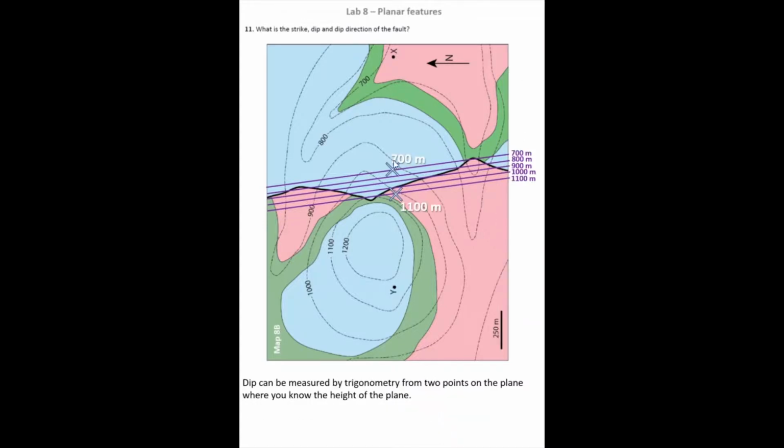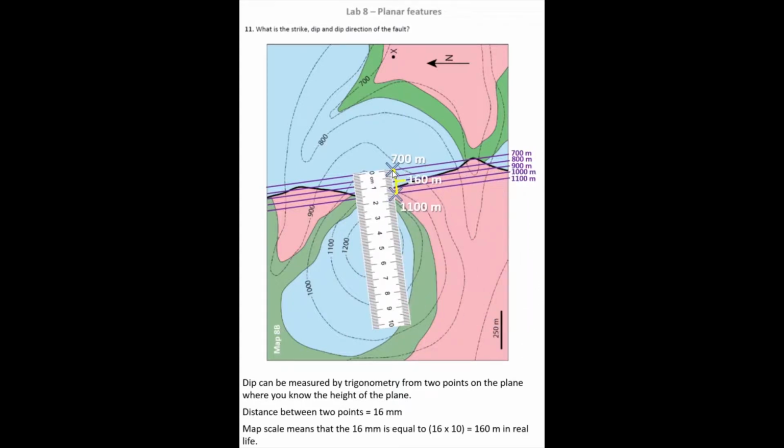Okay, so in order to measure the amount of dip along that fault plane, we take 2 points where we know the height on it. I've taken the 2 furthest ones I've got, just because it'll make my measuring slightly easier and more precise. The distance over which that 400 meter change in elevation occurs is 160 meters. That's because on the ruler it's 16 millimeters, multiply that by 10, and it tells me that the horizontal distance over which that height change occurs is 160 meters.